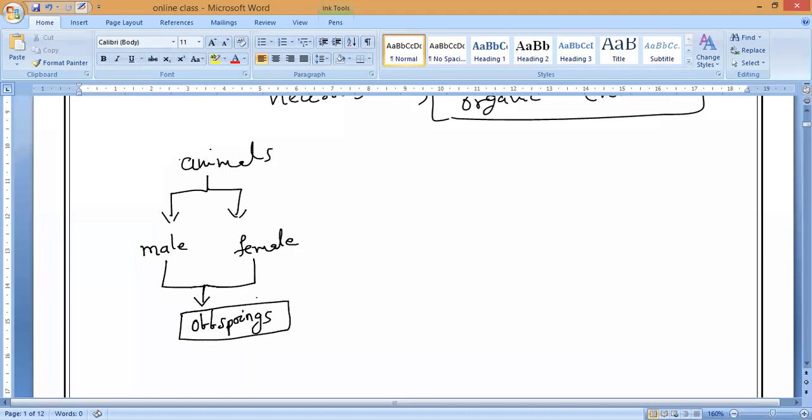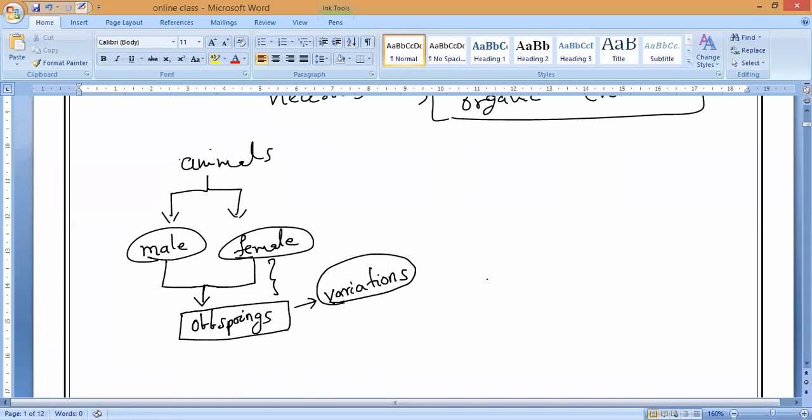Now these offsprings definitely have some variations. Will you accept that or not? Please respond. They will have some variations compared to the male and female. Yes or no? Yes, sir. These variations will never come immediately into the next offsprings. Do you understand it? The next offsprings are not going to have the same kind of variations which occur in the first generation, the first offsprings that come from the male and female.